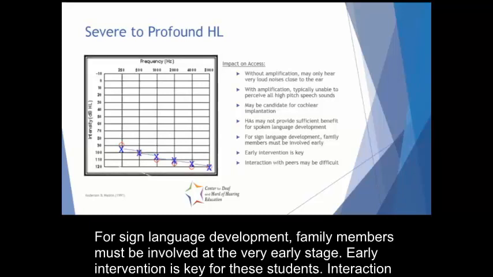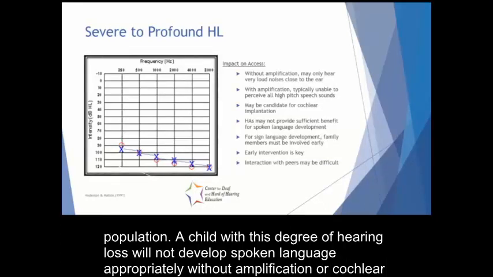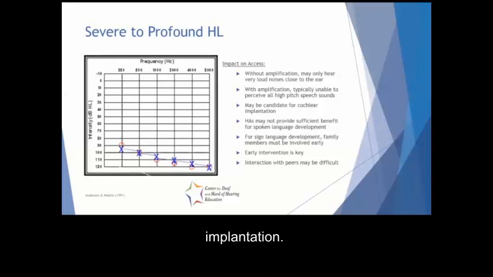For sign language development, family members must be involved at the very early stage. Early intervention is key for these students. Interaction with peers may also be difficult. If the family's communication goal is listening in spoken language, early intervention is crucial for this population. A child with this degree of hearing loss will not develop spoken language appropriately without amplification or cochlear implantation.